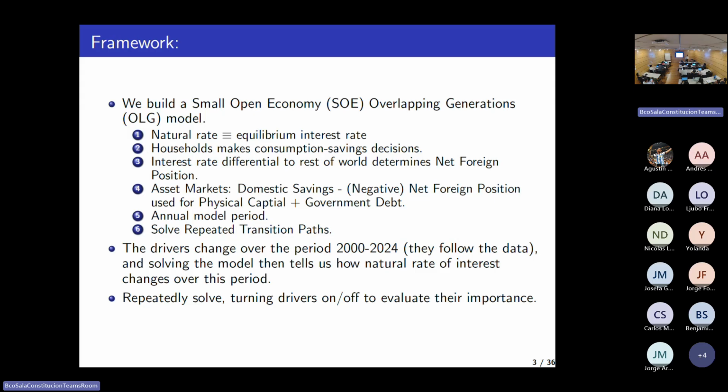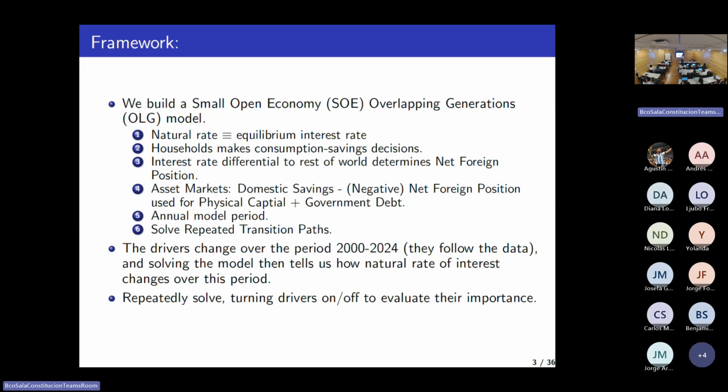Okay, so how do we go about doing this? We build a small open economy overlapping generations model. The equilibrium interest rate in the model is what we'll refer to as the natural rate. So that's the model concept that we're going to use. In this model, households make consumption savings decisions. In terms of how it relates to the world interest rate, we're going to have the interest rate differential, which is the New Zealand natural rate of interest minus the world natural rate of interest, related to the net foreign position. Essentially, there'll be an elasticity, and that's how the two follow each other around, but they're not the same rate. They can differ because this differential can change.